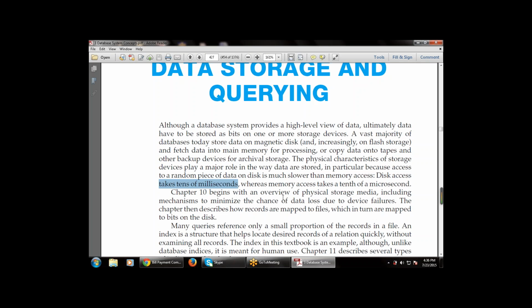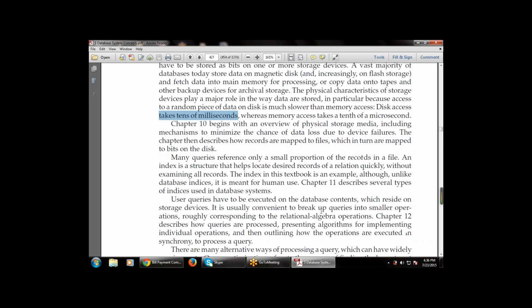Now, many queries reference a small portion of the records in a file. An index is a structure that helps locate desired records of a relation quickly. So if I want to search for any record in a quick and easy manner, that can be done by the index. An index is nothing but a structure that helps to locate desired records of a relation quickly without examining all the records.